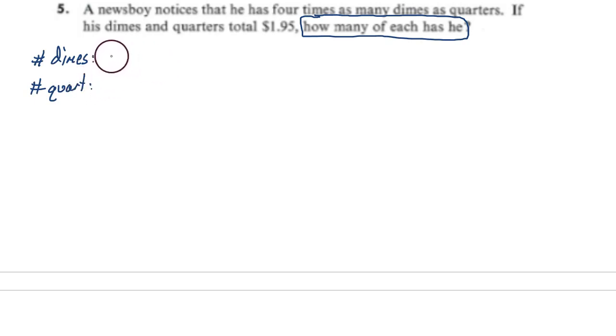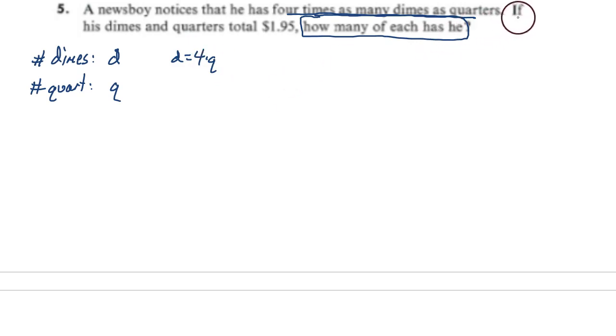I'm going to use variables to represent these. Perhaps D to be the number of dimes and Q to be the number of quarters. Now let's read the sentences and create algebra expressions. A newsboy notices he has 4 times as many dimes as quarters. So his number of dimes is equal to 4 times his number of quarters.